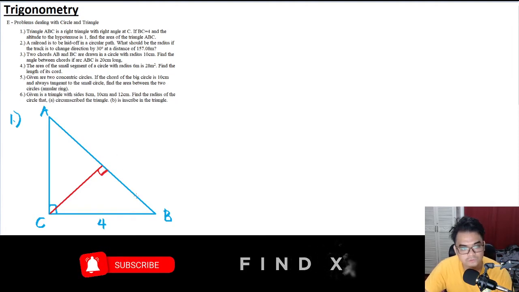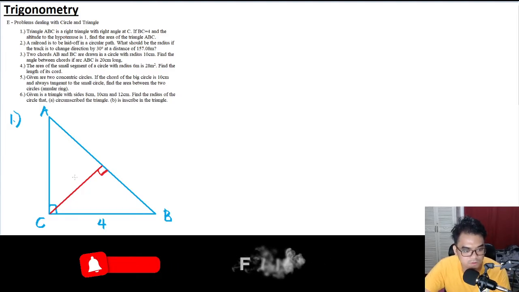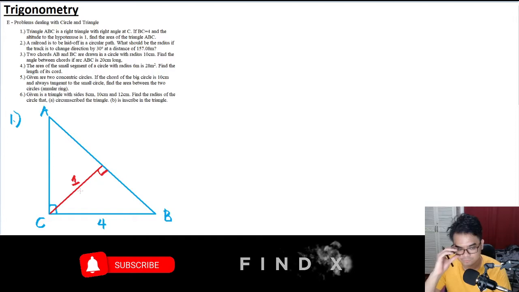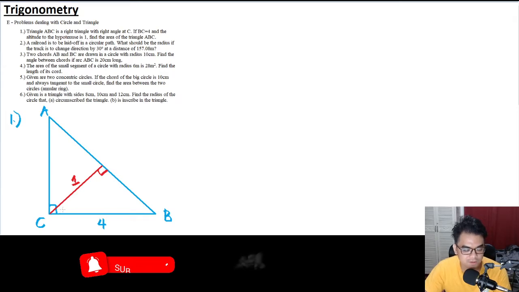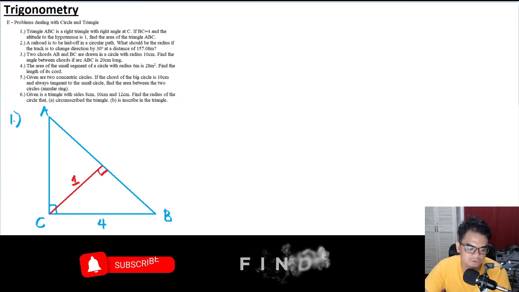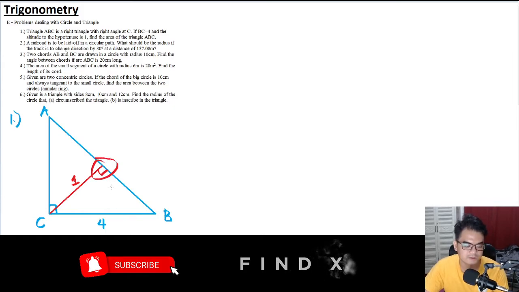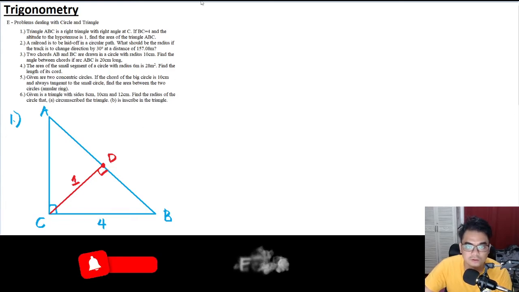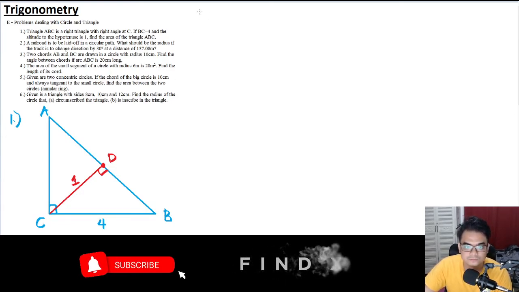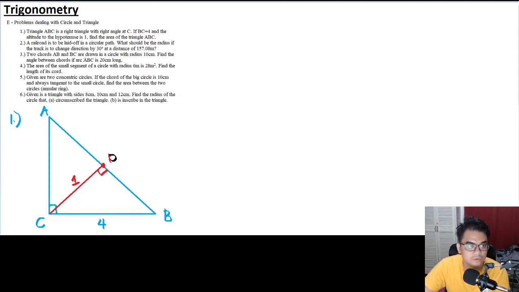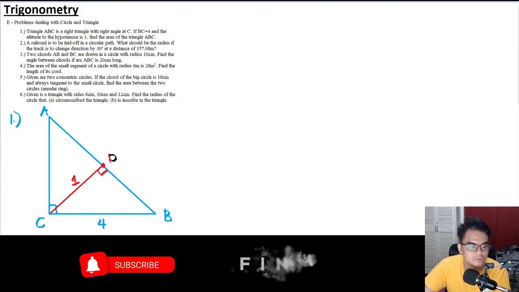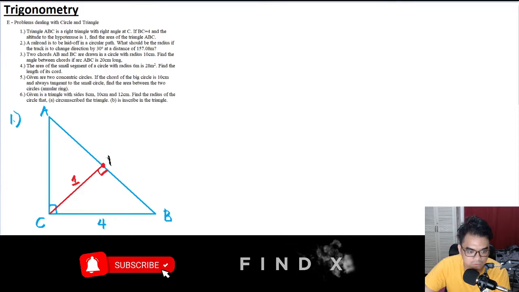So we are looking for the area of triangle ABC, and the value of this line is 1, right? The altitude is 1. Altitude is a straight line from the right angle to the hypotenuse. So if that is a straight line, we can say that this one is a right angle. So let's say that this point is D.